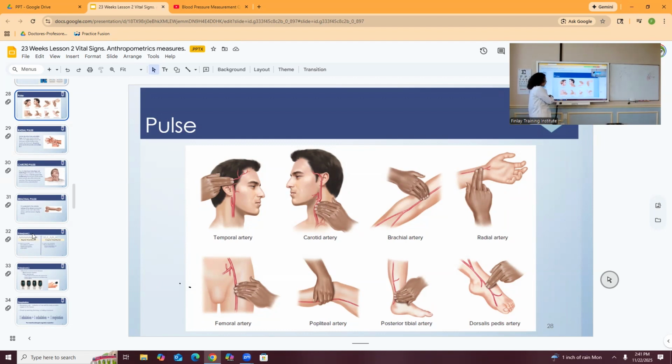We can feel a femoral artery, which is going to be in our groin area, in your inguinal canal. The popliteal artery is going to be in the back of the knee. The posterior tibial artery is in the inner side of our feet. And the dorsalis pedis is on the top of the feet.